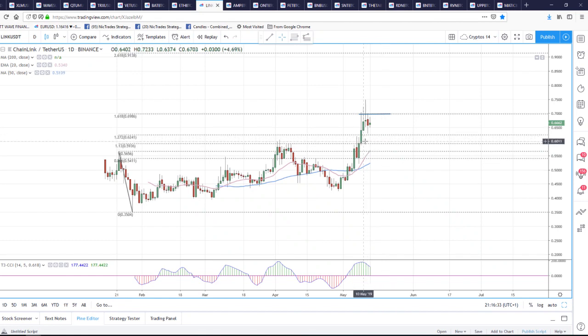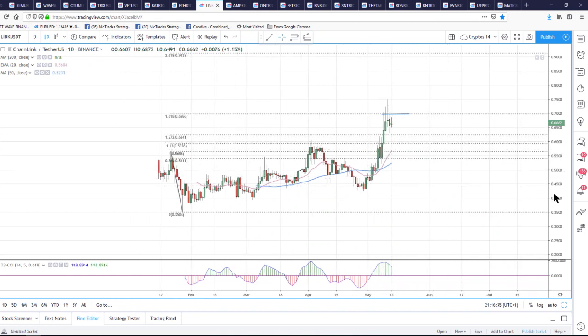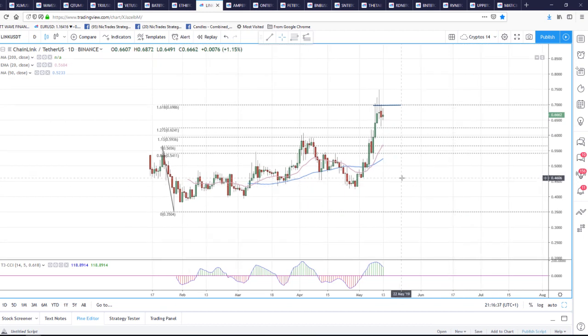So this is a really solid uptrend, Link against Tether, and potentially we've made an ABC correction in Link Bitcoin. So Link and Basic Attention Token would both be on my list of ones to look into rotating into if Bitcoin starts to pause and I want to take some profit in my Bitcoin.